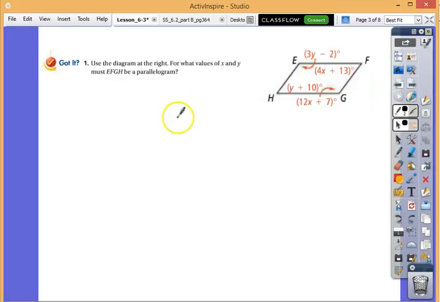Right now, go ahead and work with your partner and solve this one. Find the values of x and y that will force this to be a parallelogram. You might want to look at your 6 rules. Let's take a look at what we do here. The first thing I probably would have thought about doing was setting the opposite angles congruent, because in a parallelogram, opposite angles are congruent. So I get 3y minus 2 is equal to 12x plus 7, and then over here I get y plus 10 is equal to 4x plus 13.